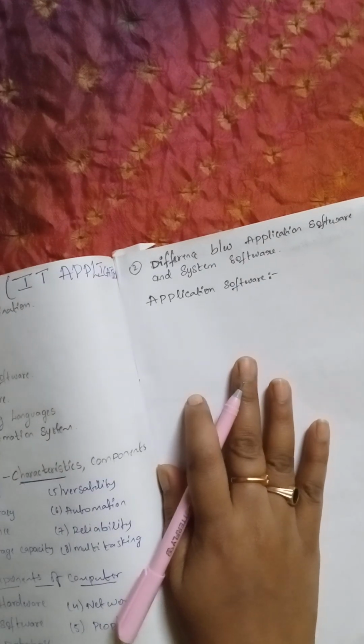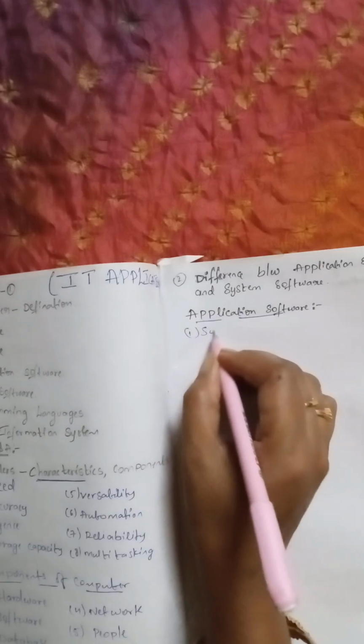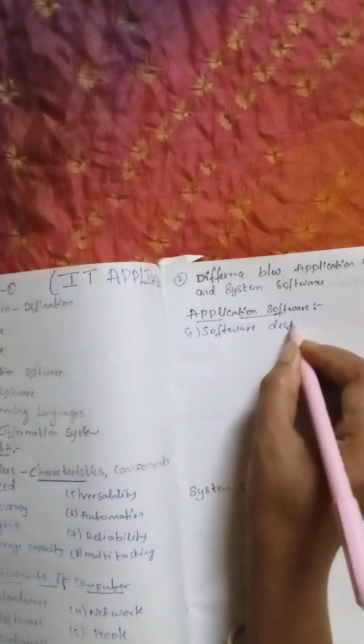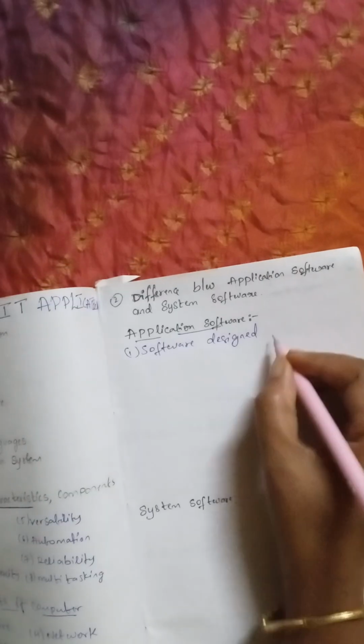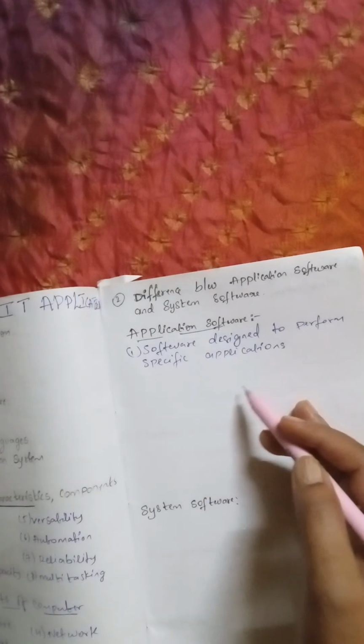Here, application software is software designed to perform specific user tasks. Application software means software designed to perform specific applications. Nowadays we are using a number of apps to perform specific applications. A number of apps are there for people to use, and they help to complete specific activities.